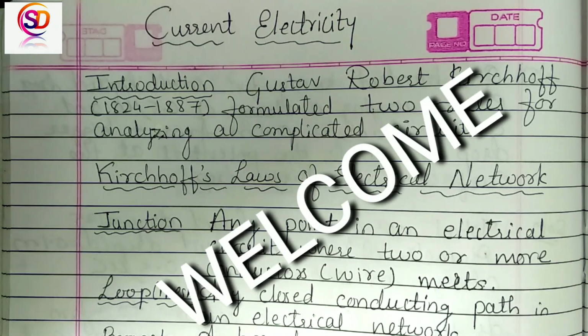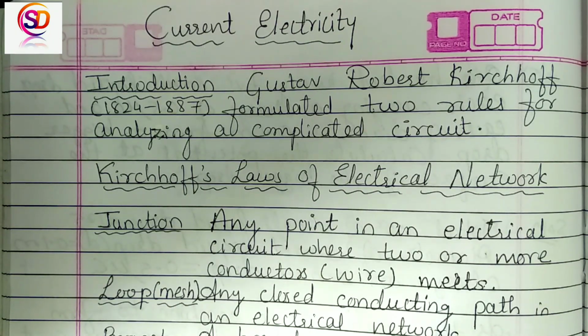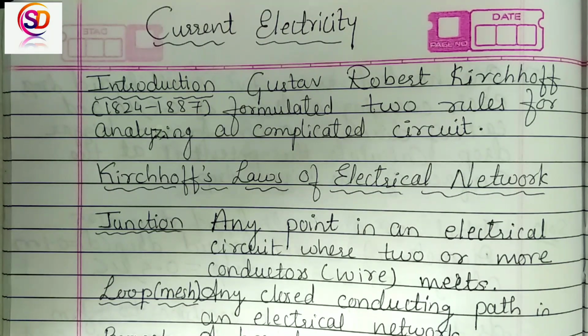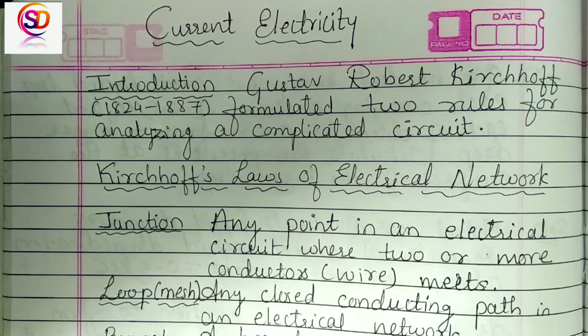Kirchhoff formulated two rules for analyzing a complicated circuit. This means a complicated circuit can be easily solved by applying Kirchhoff's two rules. We are going to study Kirchhoff's first law. Before we proceed to the first law, we should know the meaning of junction.